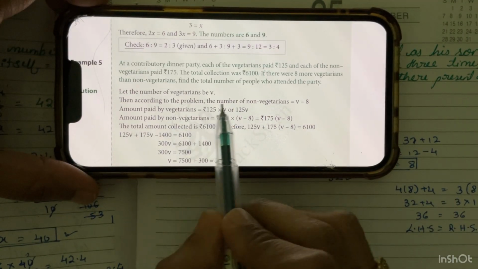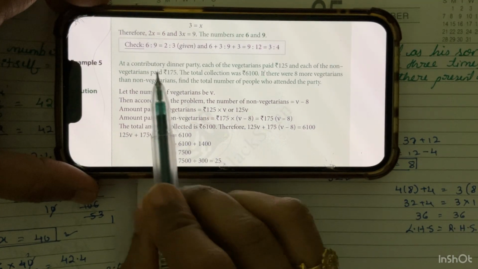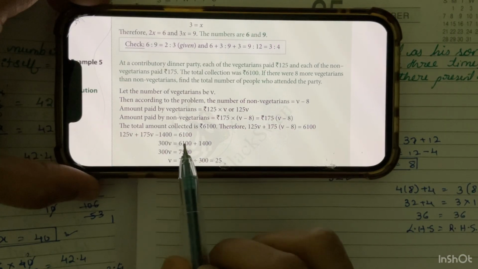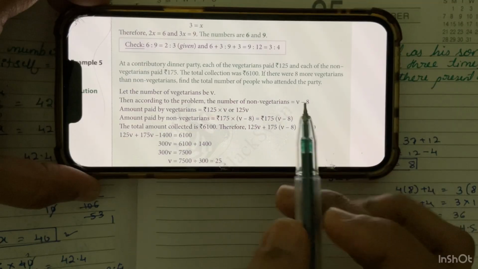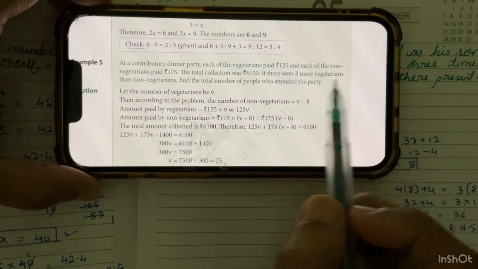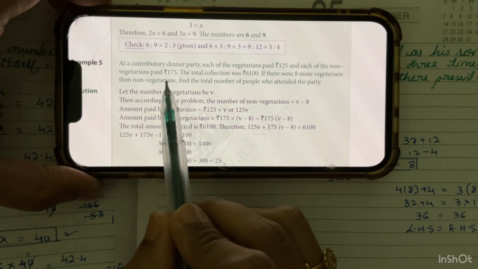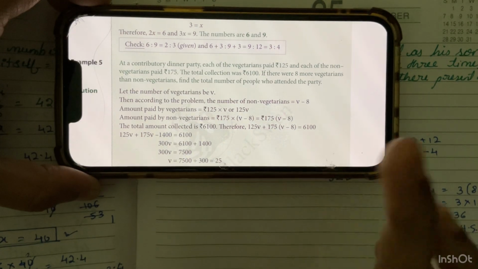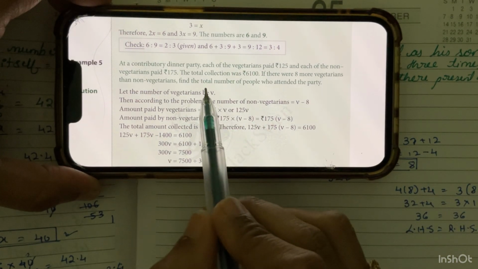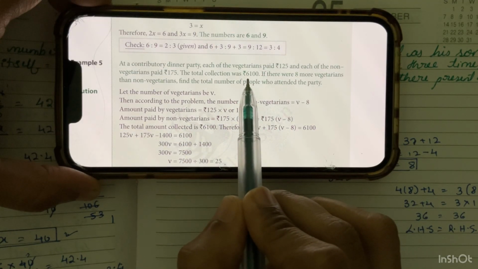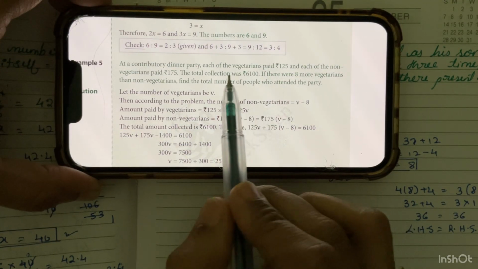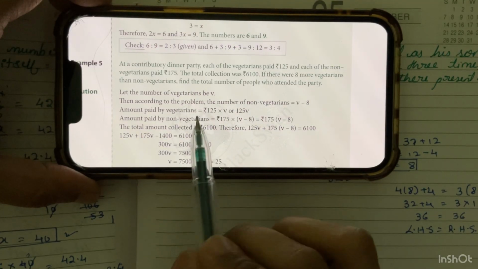So in this question, we need to find the number of people who attended this dinner party. Vegetarians paid rupees 125 each, like one thali here, and non-vegetarians paid 175 rupees for one thali. The total collection among these people is 6100. Now by using this we need to find how many people were there in that party.